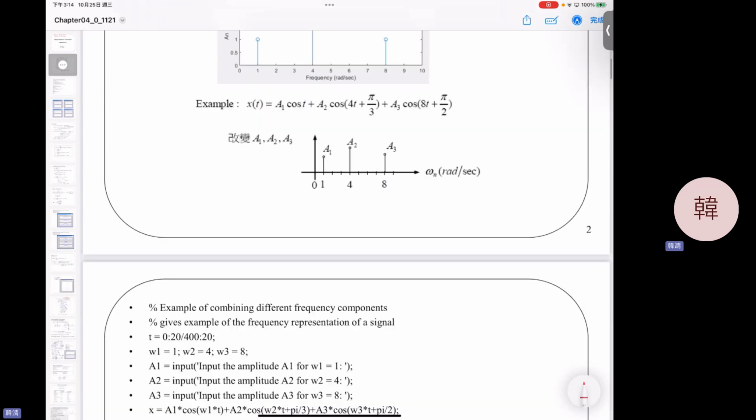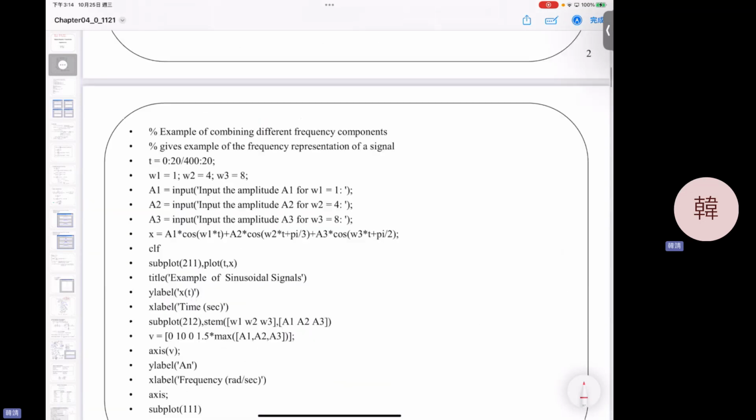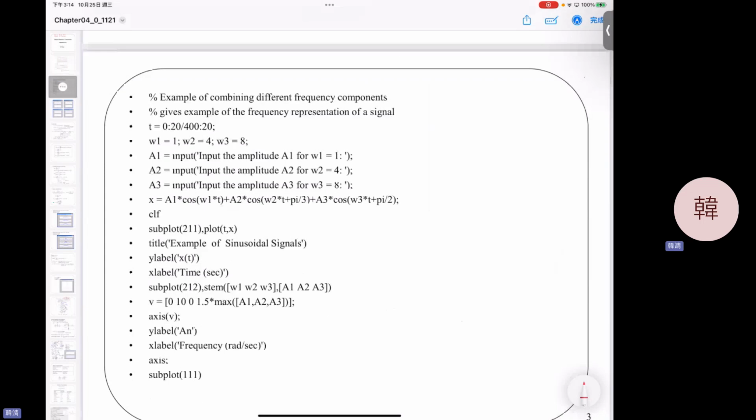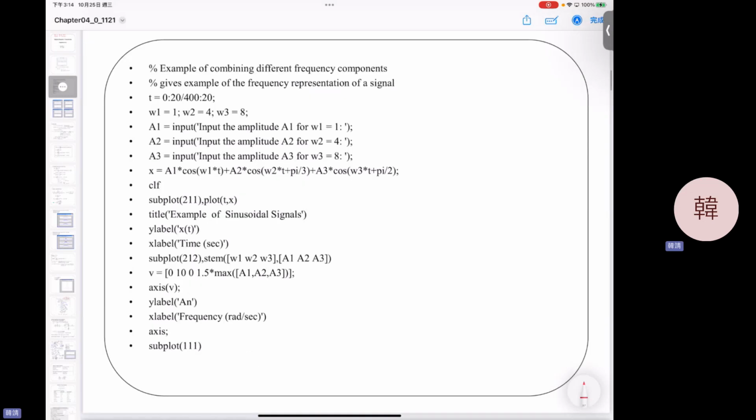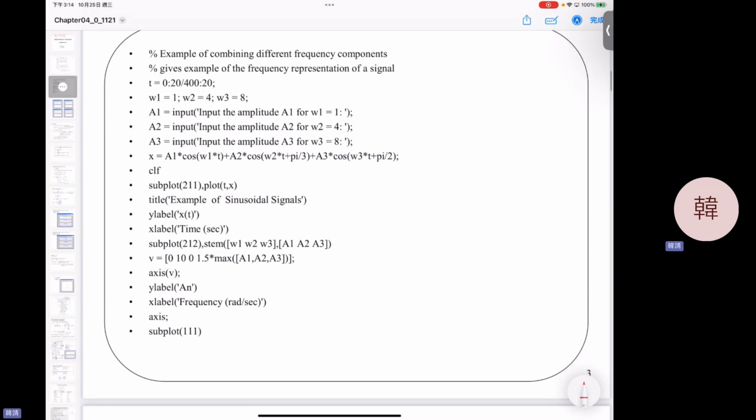So here is some MATLAB function. You can go home and try it and add some different frequency component at different coefficient. The coefficient here means its amplitude. Okay, different amplitude. So it will dominate your signal if it is a larger amplitude. Okay, you can try this one at home.